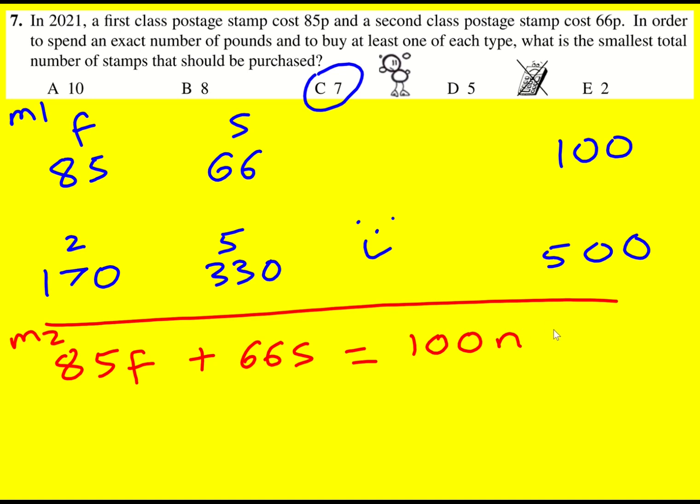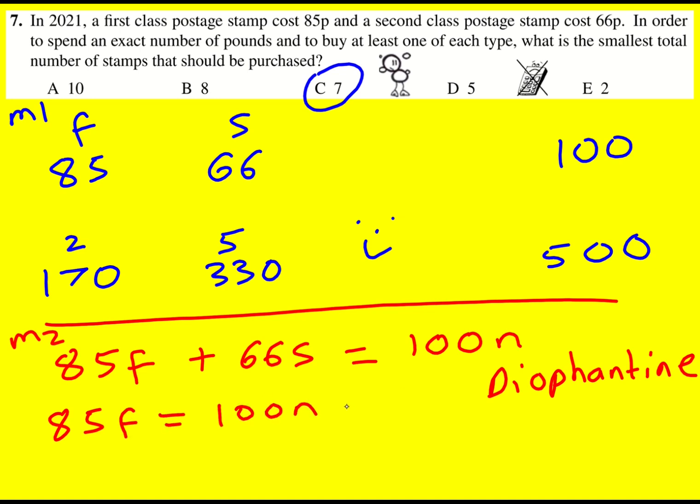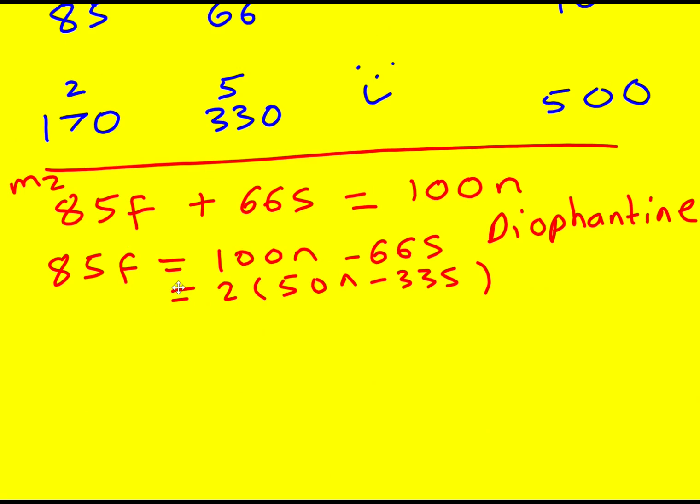Now this is actually called a Diophantine equation, after a Greek mathematician who was interested in solving equations like this, which had integer solutions, which is what we're looking at here. Now, if we make 85f the subject, then we note that this one is always divisible by 2. I could write it as 2 times (50n minus 33s). They don't have any other common factors necessarily. But 85 is not divisible by 2, so that necessarily means that f must be divisible by 2.